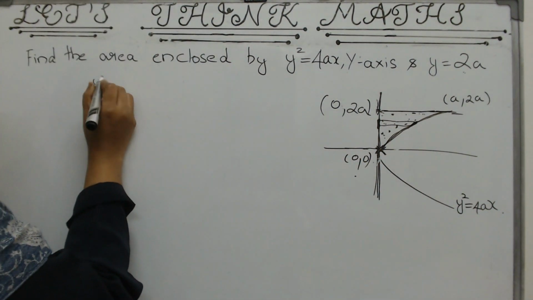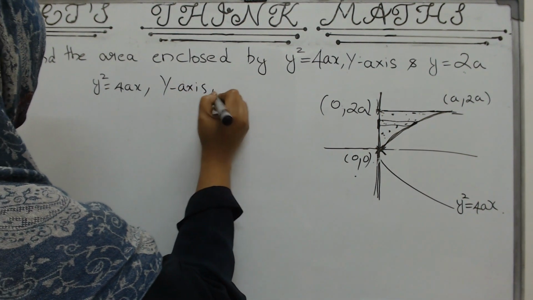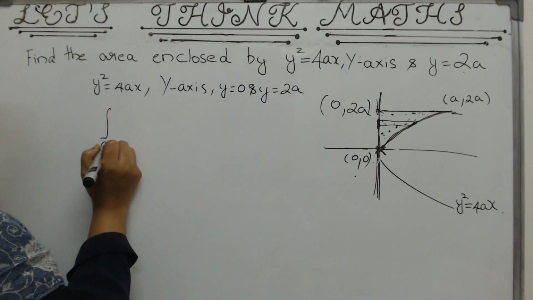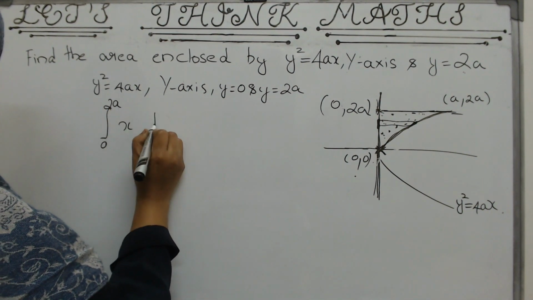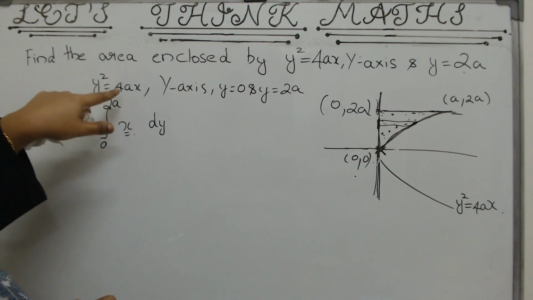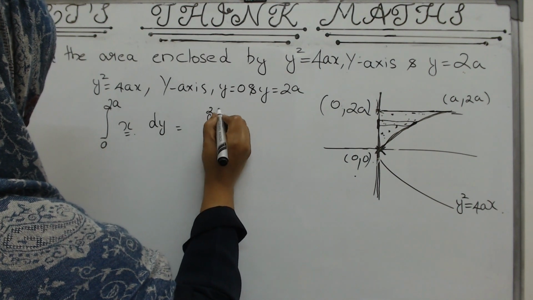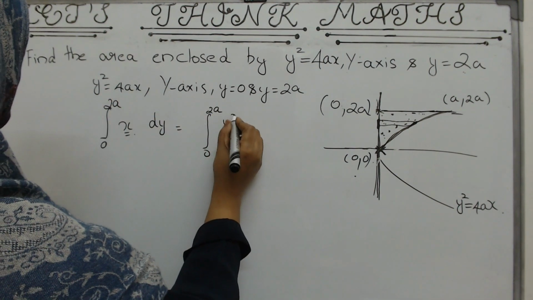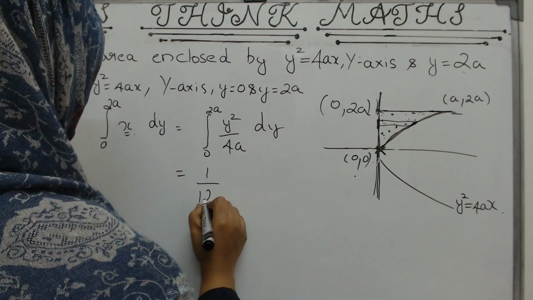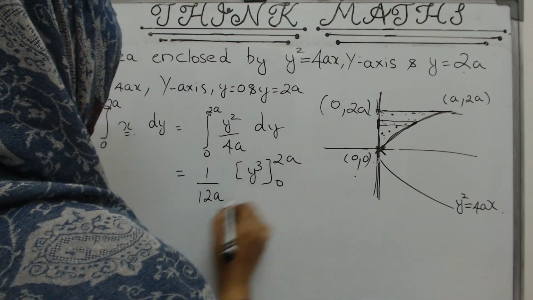So you have a curve which is y square is equal to 4ax. Then you have the y-axis. Then you have 2 lines which look like this. Now, the answer will be the integral from 0 to 2a of x dy. But what is x? The curve will give you the x. What is it? Y square by 4a. So that would be the integral from 0 to 2a of y square by 4a dy. That would be y cube by 12a, from 0 to 2a.